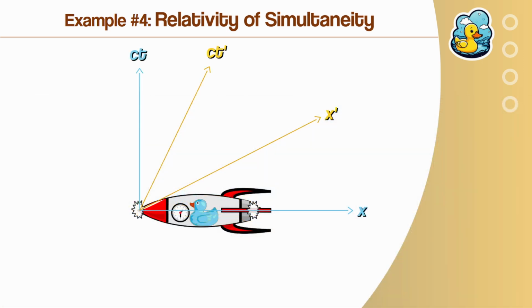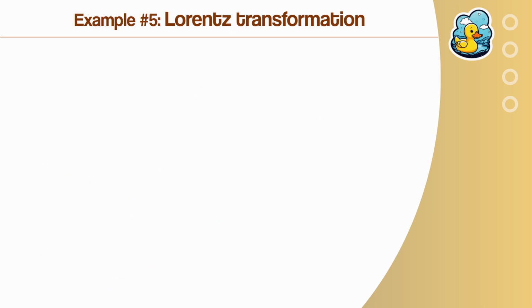In the diagram of the Blue Duck's ship, the flashes are on a horizontal line. In the Yellow Duck's tilted frame, the two flashes lie at different positions along ct-, meaning they don't happen at the same time. Relativity of simultaneity, met in video 7, now visualized.